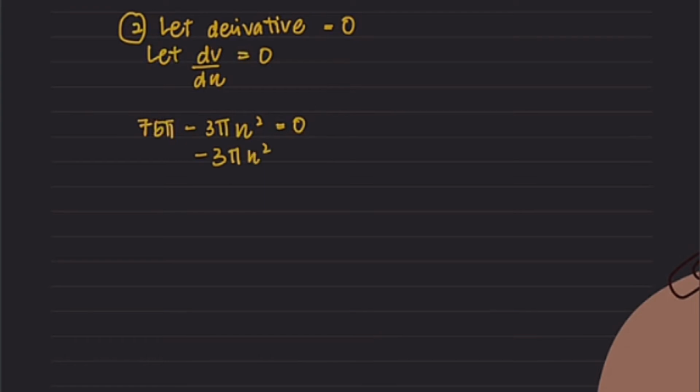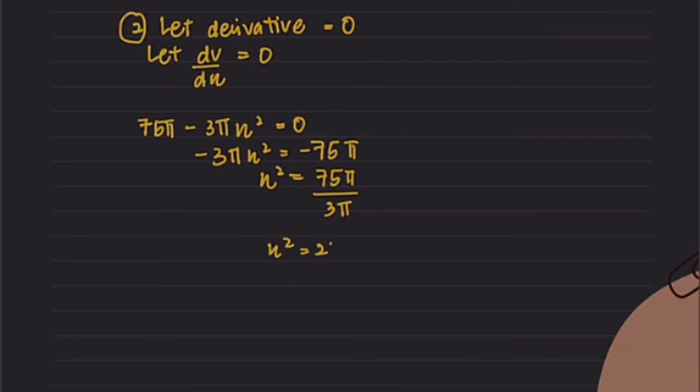And then we will find the value of x. So we just move it to 75π divided by 3π, and then you can press the calculator and solve this, and you will get 25, and then you move the power of 2 and you will get the square root. So the square root of 25 is 5. So you will get the answer for x is equal to 5 cm. That is the second step.